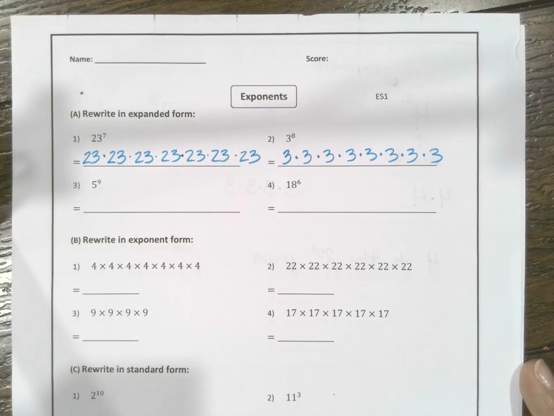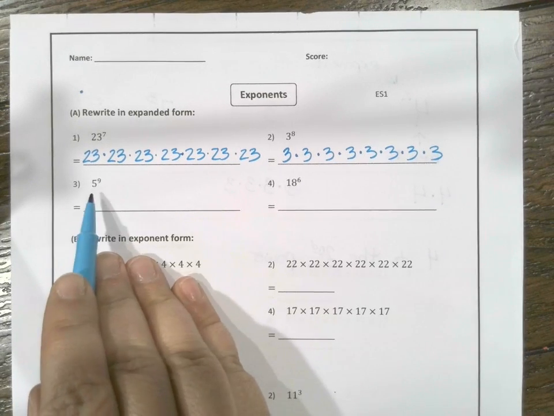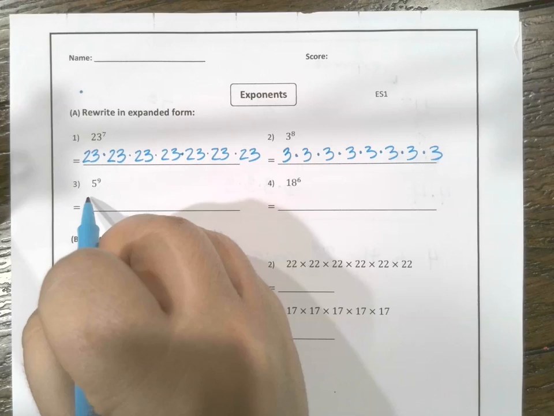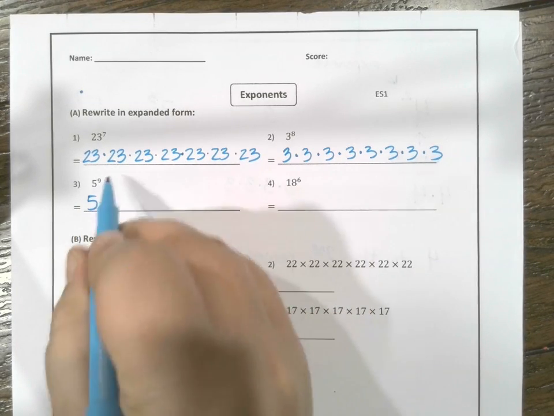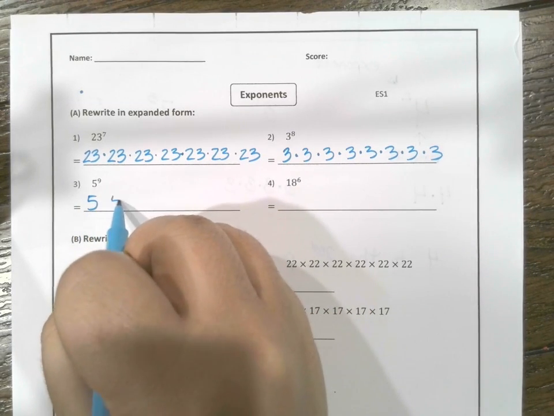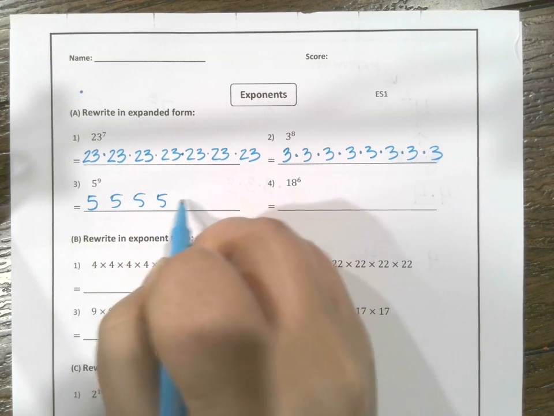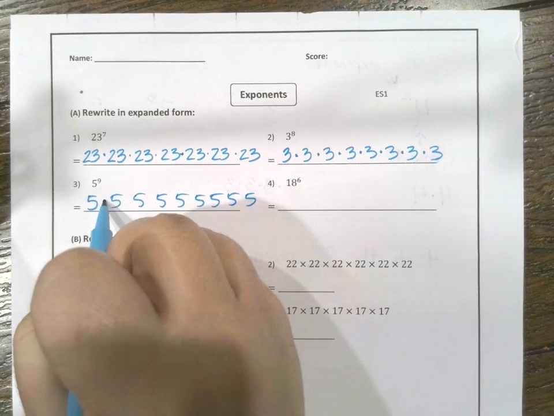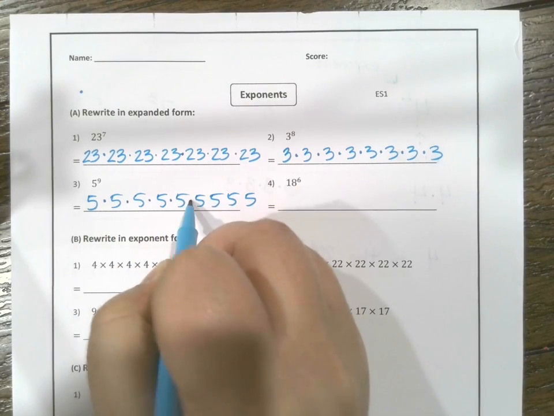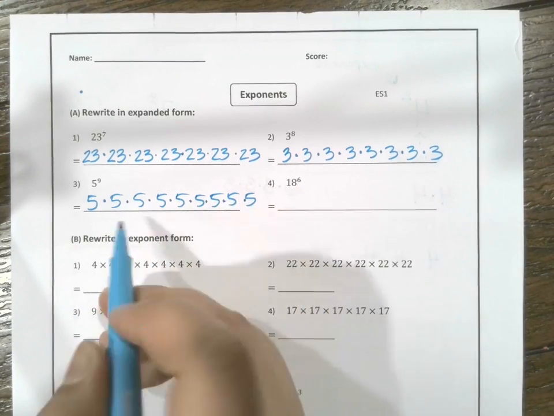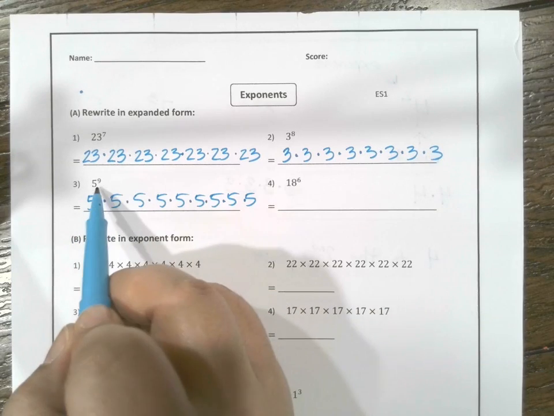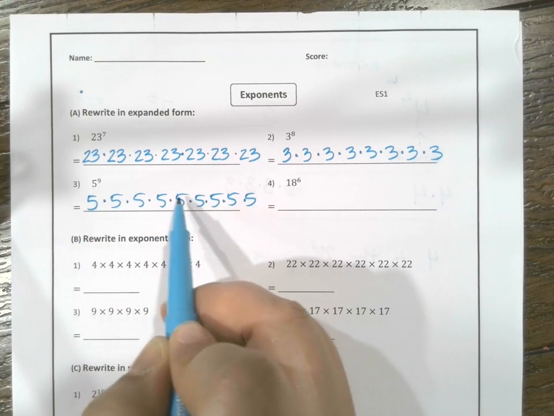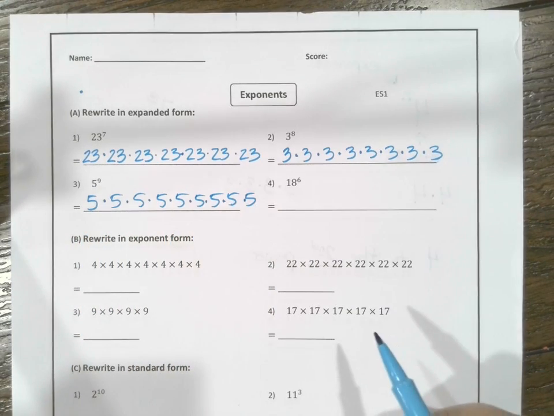All right, number 3, we have 5 to the 9th power. So we have base number of 5 being multiplied 9 times. So 1, 2, 3, 4, 5, 6, 7, 8, and 9. And then put my dots. I like to double check just to make sure. So 5s and then 9, 1, 2, 3, 4, 5, 6, 7, 8, 9.